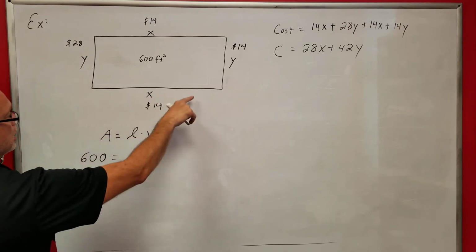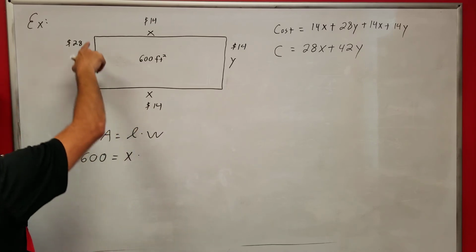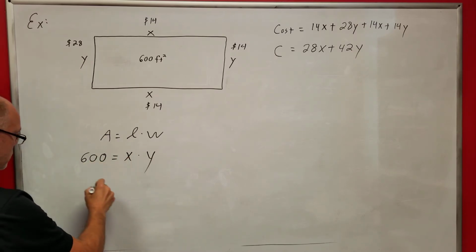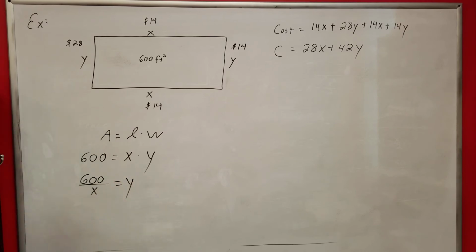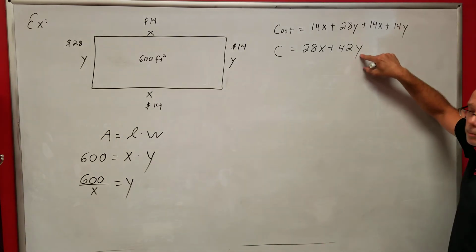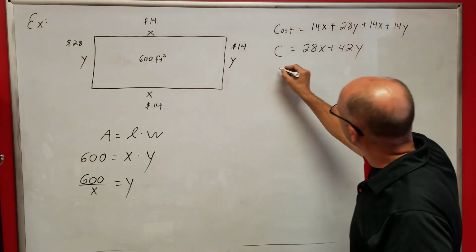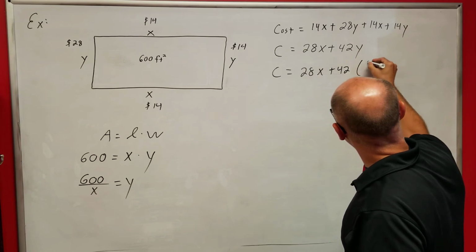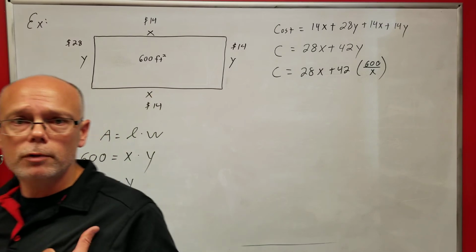What did we label the length as? X, times, what did we label the width as? Y. Now solve this equation for Y. So 600 over X is equal to Y. So instead of Y right here, I'm going to sub in 600 over X. So my cost will be 28X plus 42 times 600 over X. Now it's in terms of one variable.